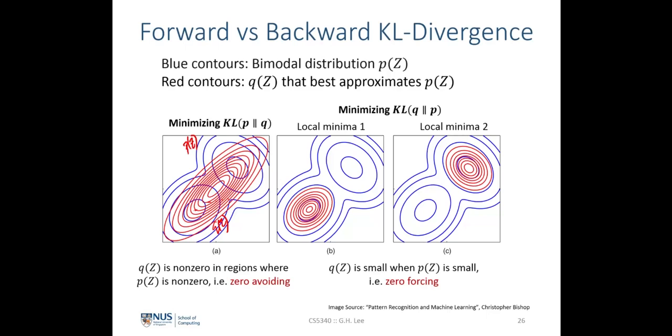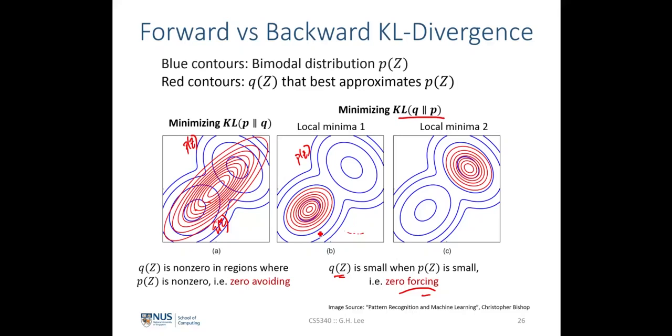In the case of the backward KL divergence, which is defined by the KL divergence of Q on P, we can see that if we have the blue curves as our target distribution P of Z, since it's 0 forcing, in the region where the target distribution is very low, we should also have Q of Z, our proposal distribution, take a low value, in order to prevent the KL divergence from becoming infinity.